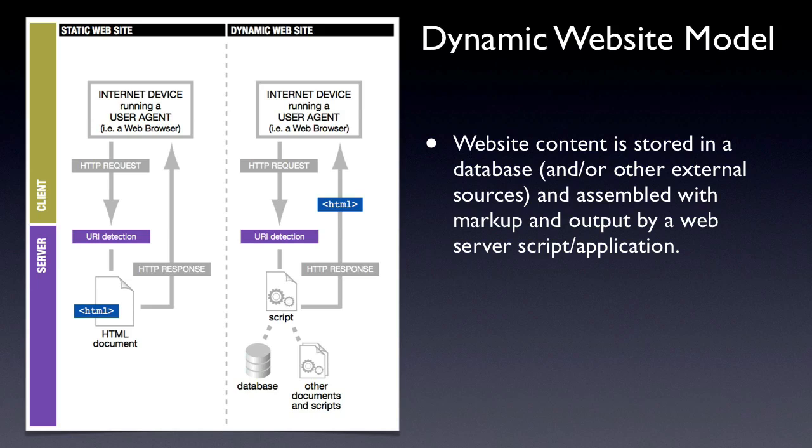We looked at the dynamic website model, where website content is stored in a database and/or other external sources and assembled with markup and output by a web server script application. Specifically, we looked at the PHP scripting language, which forms this part of the model here, which provides us with our conditional logic and automation and all of the nice things that hopefully were demonstrated in the tutorials last week.